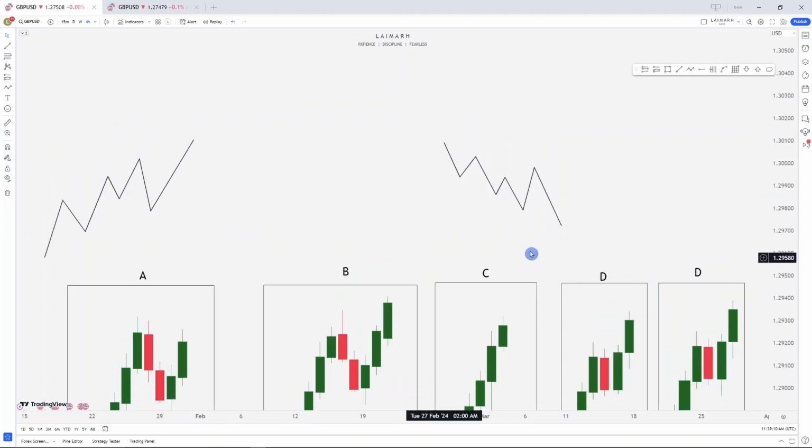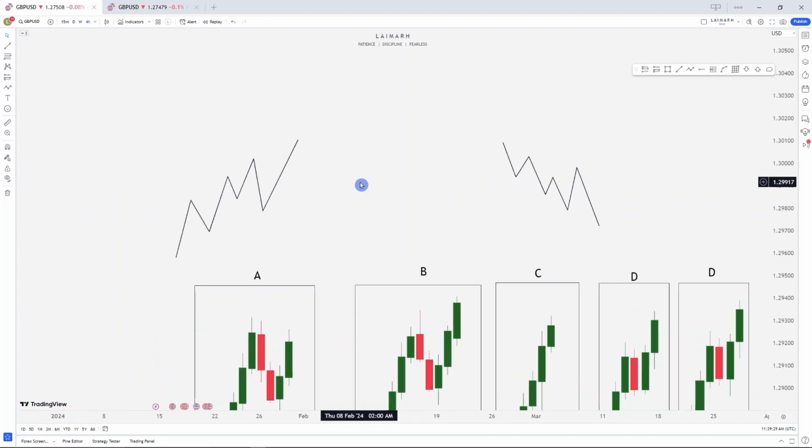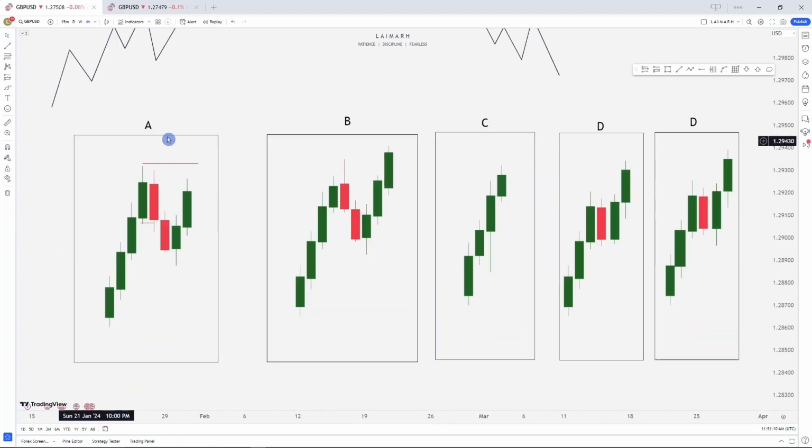But this price action over here and this price action over here can never tell you how good a pullback is for you to trade. That's why we will be moving to the candles for you to understand it more. Let's use diagram A as an example. This is a bullish trend.